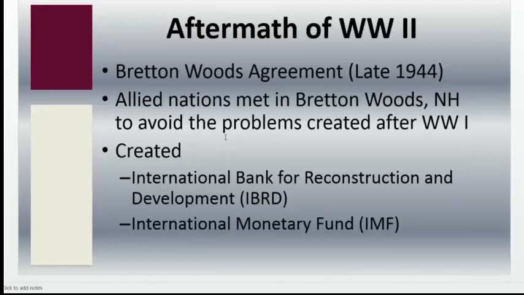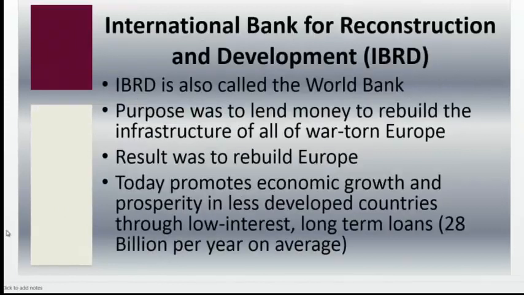That's going to actually last y'all into the 1970s in some situations. So these two are extremely important. Remember, the World Bank was for all of Europe. It still exists. It's not still rebuilding Europe. Now it goes and gives loans to the tune of $28 billion a year on average to less developed countries in the world for long-term interest loans. Build power plants, do this, long-term projects.